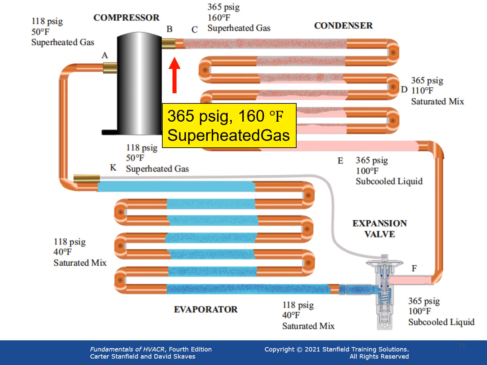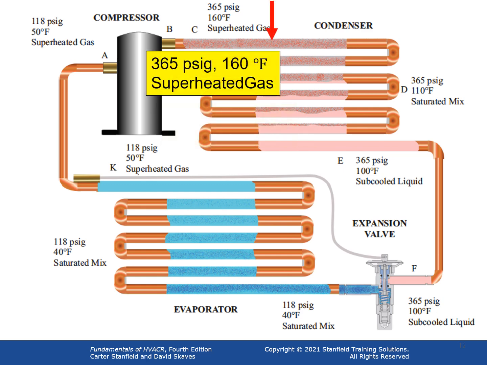The refrigerant leaves the compressor as a high-pressure, high-temperature, superheated vapor. The refrigerant contains both the heat absorbed in the evaporator and the heat of compression from the compressor. In our example, the pressure is 365 and the actual measured temperature is 160. This makes it superheated because the saturation temperature at 365 is 110.